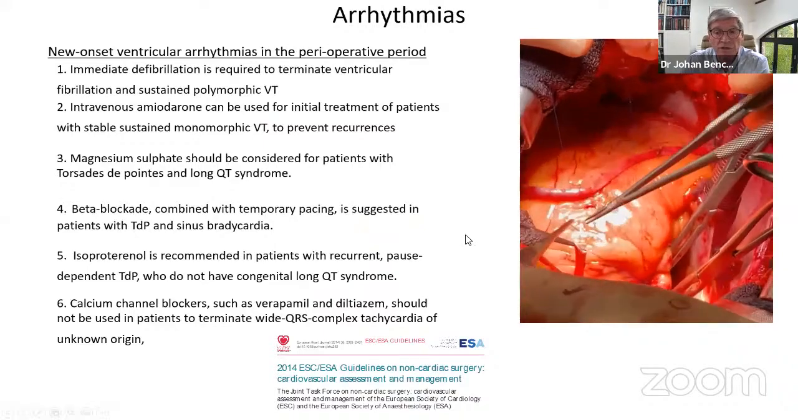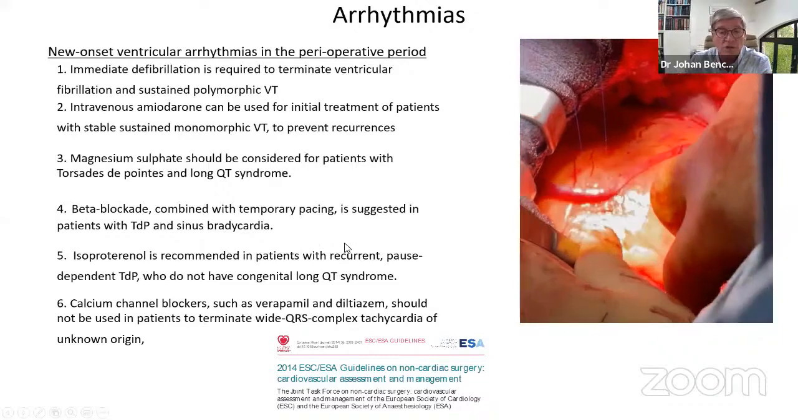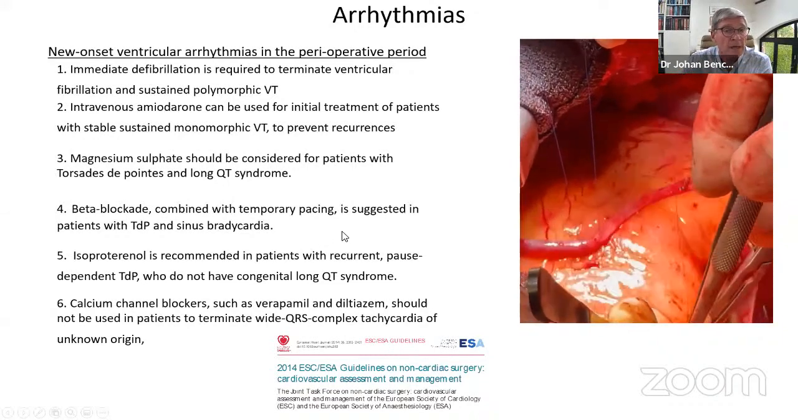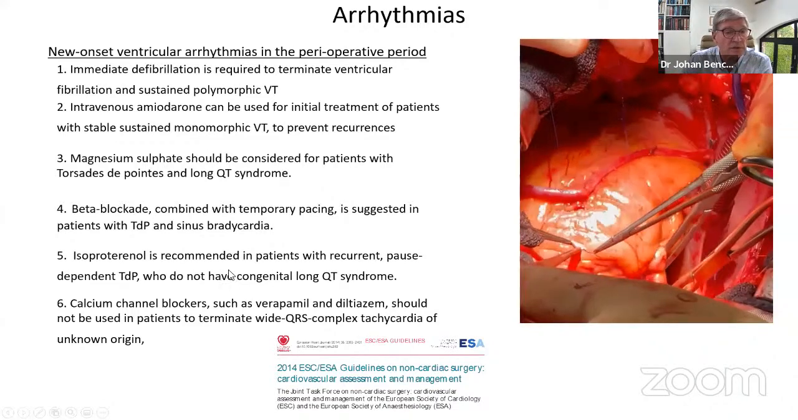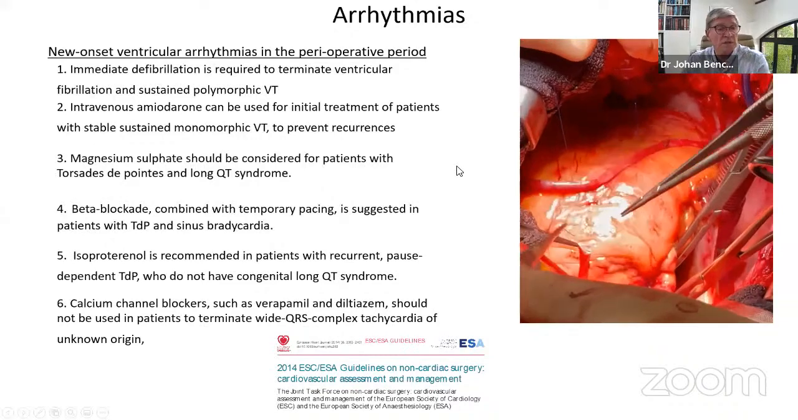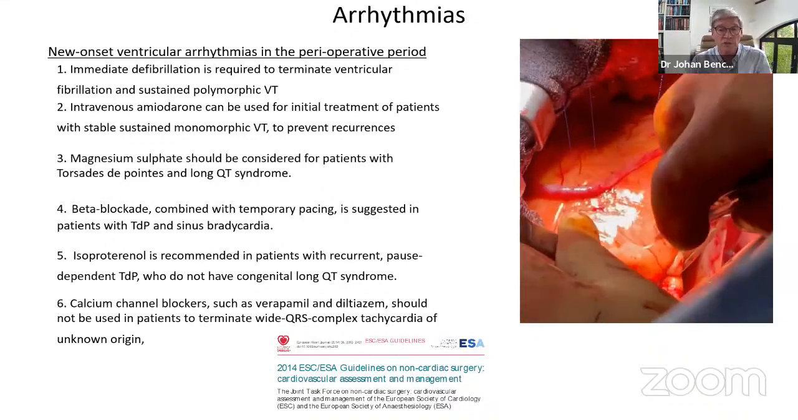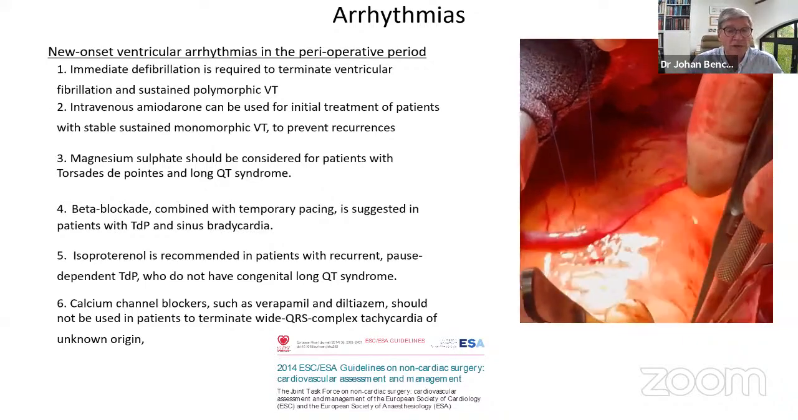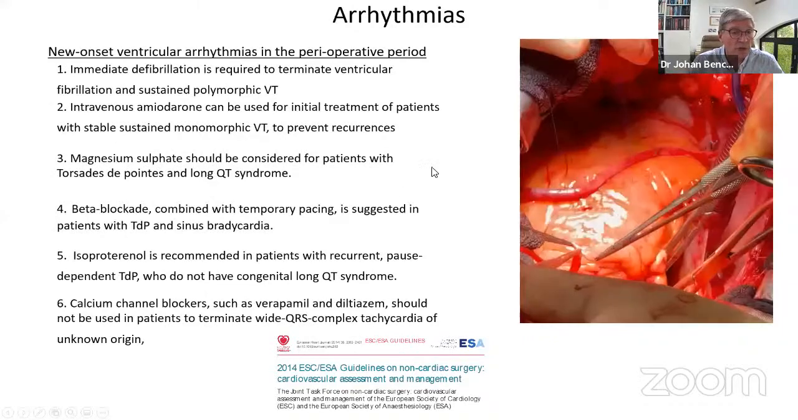So what do you do if you get these arrhythmias? This is cardiac surgery, but that's just to show you how a fibrillating heart looks and how ineffective it is. The quickest thing for this is to immediately defibrillate the heart. You can use intravenous amiodarone, and it's always good to start the amiodarone and do your defibrillation and then carry on, because you don't want any further incidents afterwards.